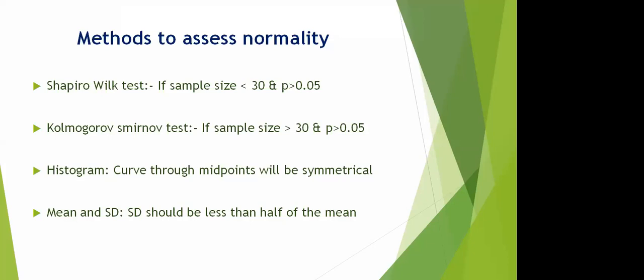Suppose the standard deviation is 2 and mean is 3. Half of the mean, 1.5, is less than the standard deviation. So we can't assume that the data is normal. So the standard deviation should be less than half of the mean, then the variability also will be less, and we can assume that our data follows a normal distribution. So these are the methods we use to assess the normality of data.